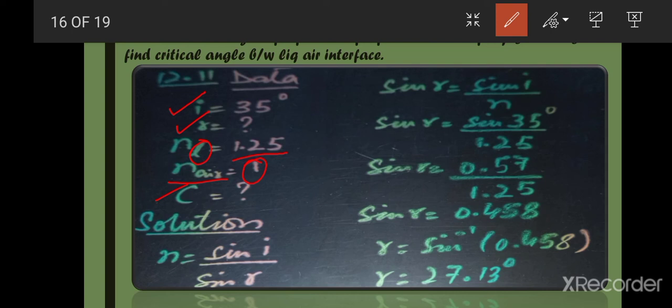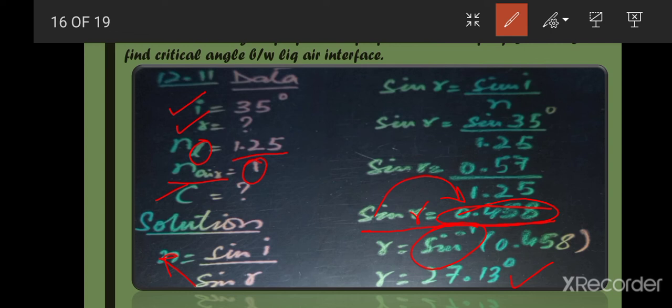By rearranging this formula for r, sin r will be sin I divided by n. So sin 35 divided by 1.25, the solution gives you sin r equals 0.458, and you have to find out just the angle of refraction. So you have to take sine inverse of this quantity, and it will give you 27.13 degrees angle of refraction.